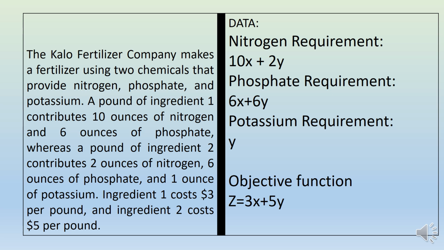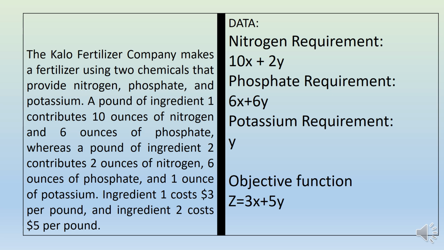So a pound of ingredient 1 contributes 10 ounces of nitrogen, and a pound of ingredient 2 contributes 2 ounces of nitrogen. So you see 10 ounces and 2 ounces. I already mentioned in the previous questions that the constraints must be together. Like the nitrogen constraint of different ingredients must be together. Phosphate constraint, like 6 ounces of phosphate in ingredient 1 and 6 ounces of phosphate in ingredient 2, so they are together. 1 ounce of potassium in ingredient 2, so it is alone, it is only written over here.